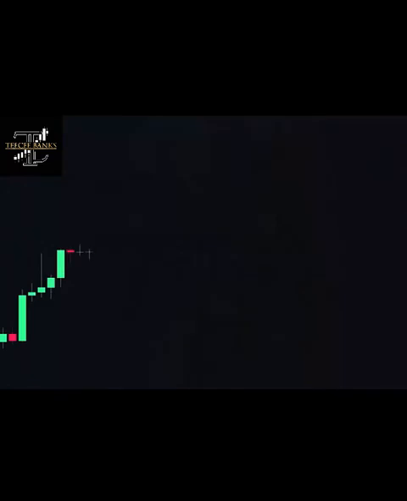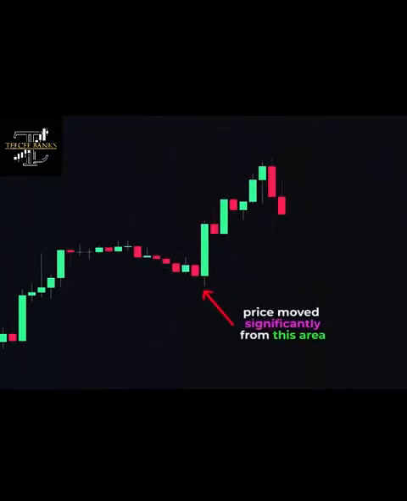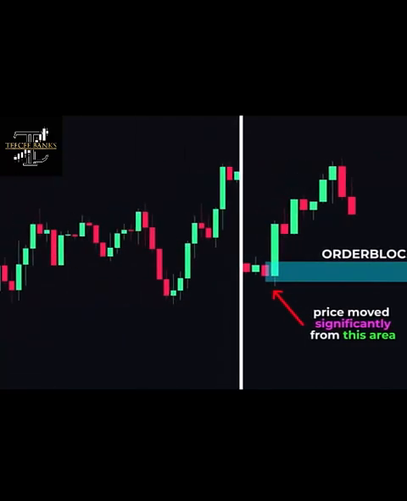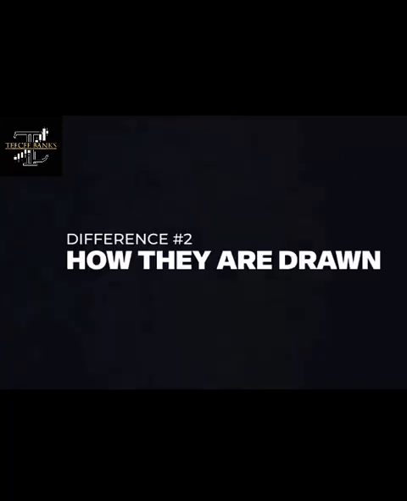Order blocks are formed based on significant price movement on a chart. For example, if the price moves significantly from an area, you can draw an order block. In contrast, support and resistance levels require prior rejections to form. For example, if the price once rejected this level here and another rejection happened here, then we can draw a support level. Second difference is how they are drawn on the chart.